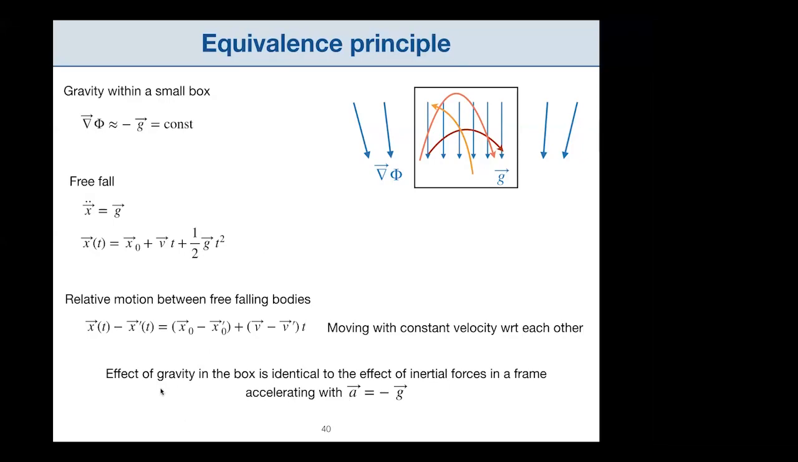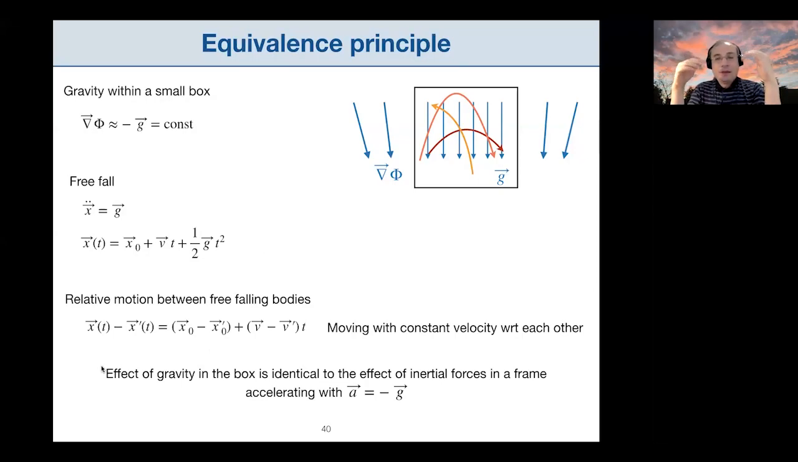Okay. Thank you. So the interesting thing is that this effect of gravity, this type of uniform downwards gravitational field, is perfectly identical to the effect of an inertial force in a frame accelerating in the precisely opposite direction. So imagine that we have no gravitational field. You're completely free floating in space-time. However, your reference frame is accelerating in the exact opposite direction. It turns out that you will see exactly the same type of picture.